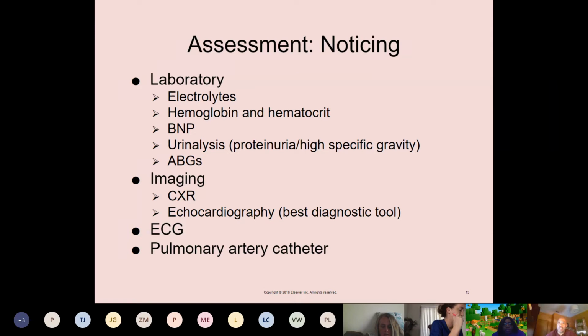So they may initially have hyperventilation because they're trying to breathe, they may be anxious and so forth. So they'll have a high pH and a low PCO2. When they have respiratory acidosis, they have a low pH, like less than 7.35, and a high CO2, retaining CO2.